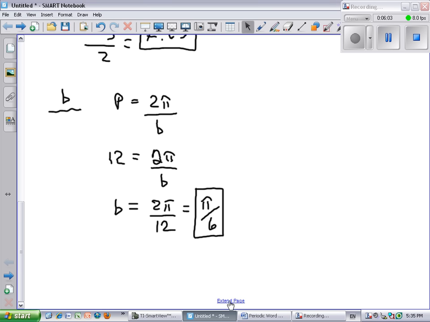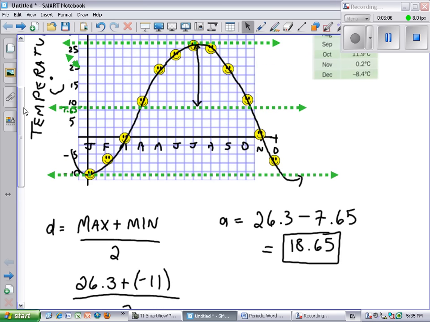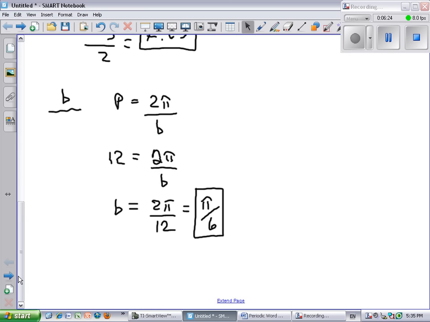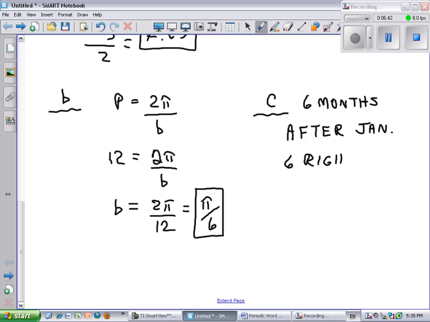We're wanting to use cosine. Cosine, you'll notice, has a maximum over here in January, February, March, April, May, June, July. So July is 1, 2, 3, 4, 5, 6 months after January. So we'll say the C value, C is 6 months after January. Therefore, 6 right would be the cosine max. So I'll circle 6.